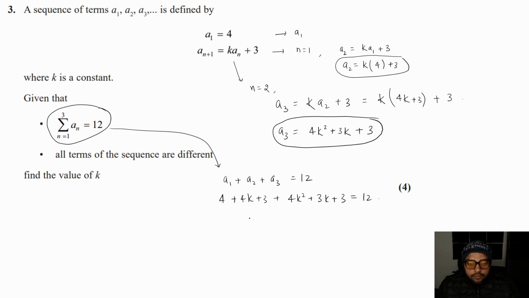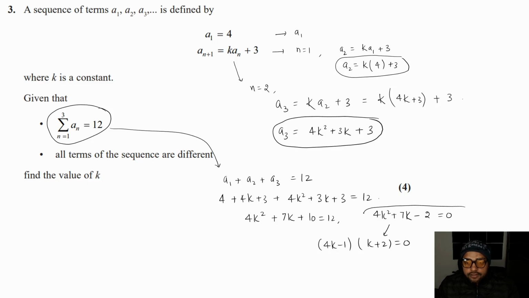Just we need to solve it. So it will be 4k square plus 7k plus 10 equals to 12, which on further solving will give 4k square plus 7k negative 2 equals to 0. Now here we can factorize this equation. After factorizing it, we are getting (4k negative 1) times (k plus 2) equals to 0.